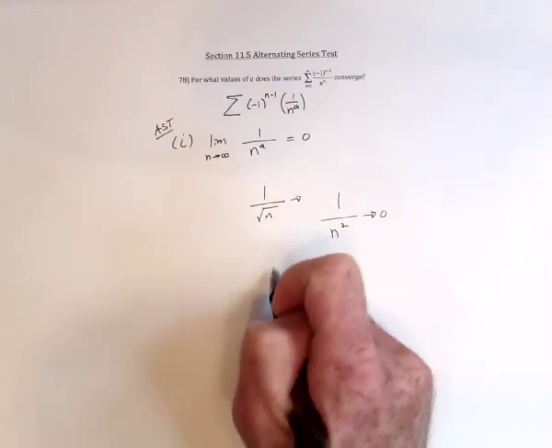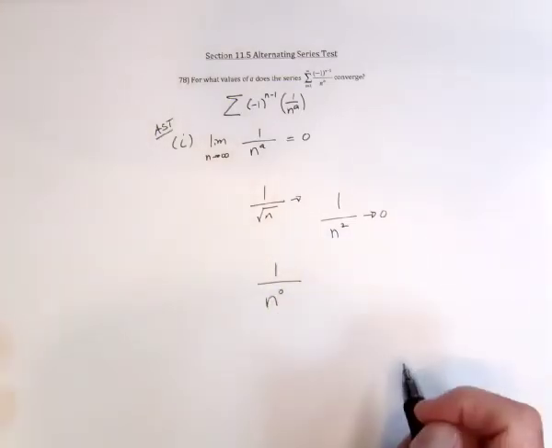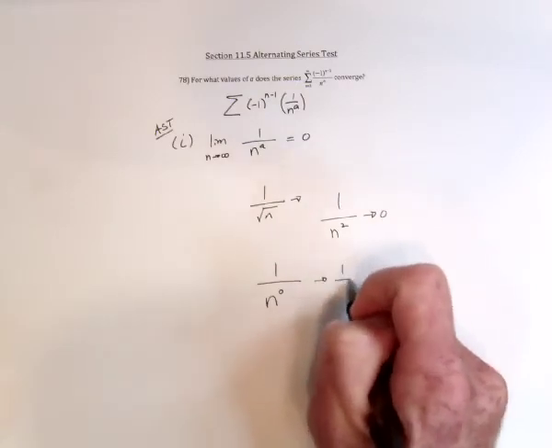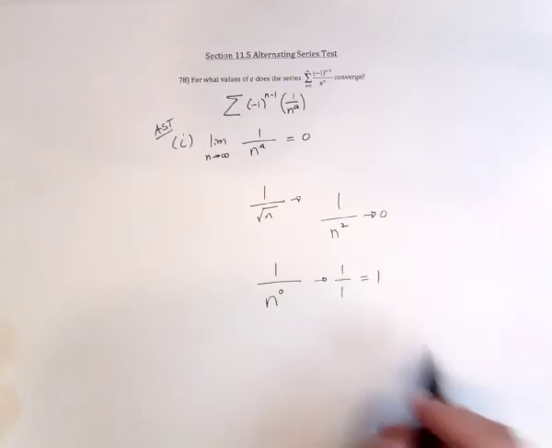What if you chose 0, which is neither positive nor negative? Well, how much is n to the 0? That's going to be 1. So that means you're going to have 1 over 1. That's not equal to 0. So a cannot be 0.